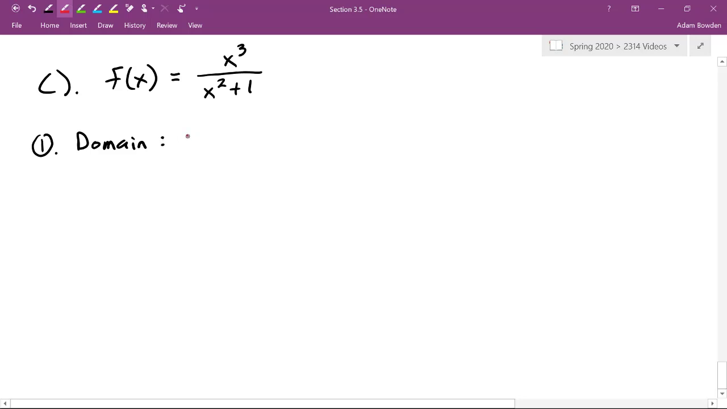Now if we look at the domain, we're really again talking about the denominator set equal to 0. But if you're trying to solve for x and you subtract the 1 over, you'll see that, well, take the square root, we're back in imaginary numbers yet again. Now technically what that tells us is for all real numbers, the denominator is never equal to 0 without involving some kind of imaginary numbers.